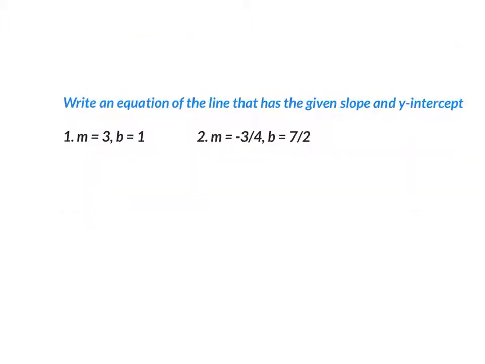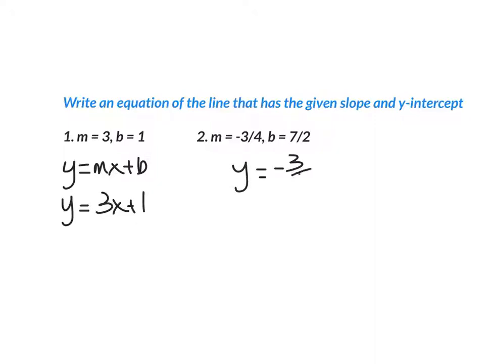All right, the first slide though says write an equation that has a given slope and y-intercept. If they give you that stuff, all you have to do is write it out. Remember, slope-intercept form is y equals mx plus b, where m is the slope and b is the y-intercept. So you can just write y equals 3x plus 1. That's all you got to do. Same thing on number 2, even with the fractions there, y equals mx plus b, so y equals negative 3/4 x plus 7 halves, and you're golden. All right, there's your linear equation, just slope-intercept. If they give it to you, that's the best thing possible.